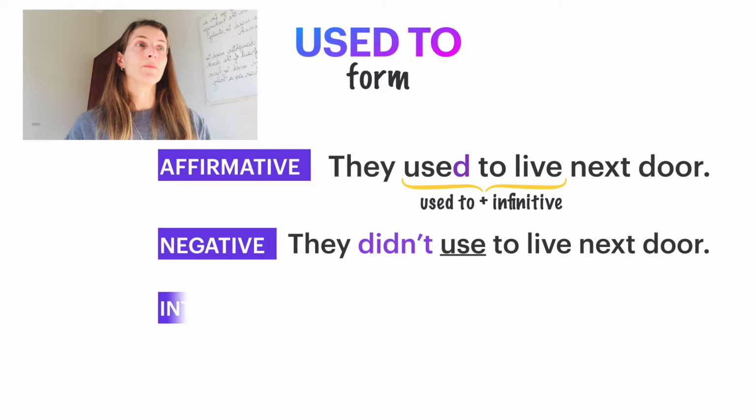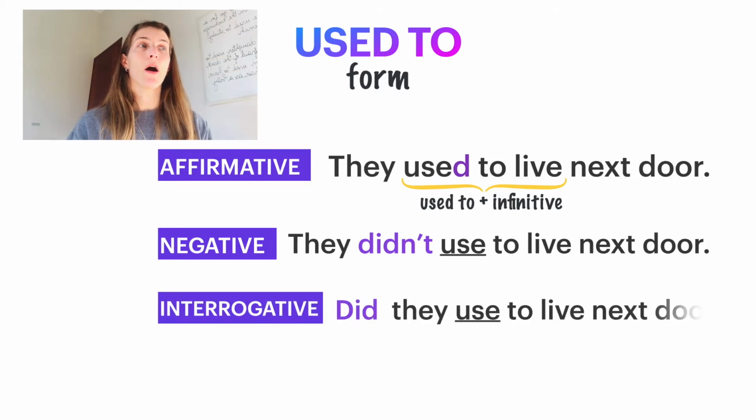For the question, yes, I'm going to say, did they used to live next door? ¿Solían ellos vivir al lado? Acá ocurre lo mismo que en la negación. Tenemos did para hacer la pregunta, verbo auxiliar de la interrogación. Entonces el use, ¿sí? Por eso lo subrayé, use va a quedar en infinitivo. Did they used to live next door?